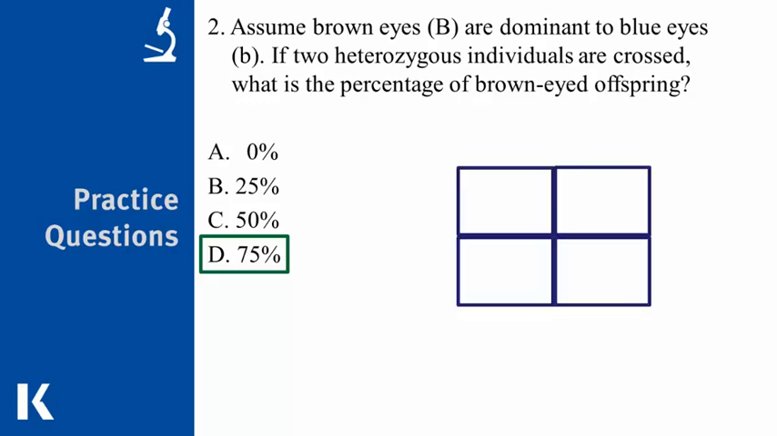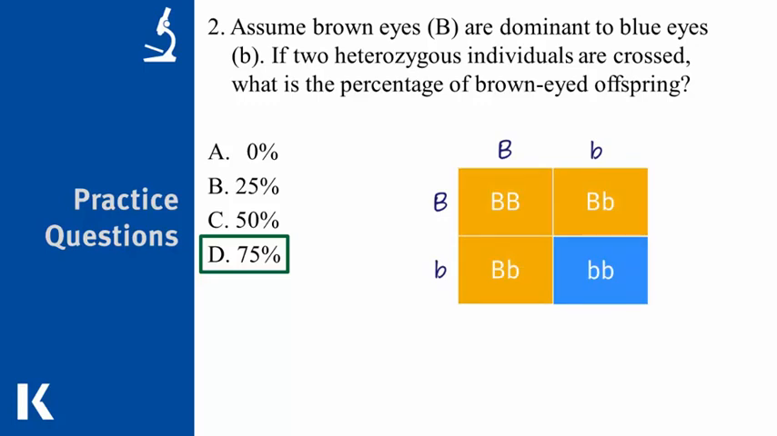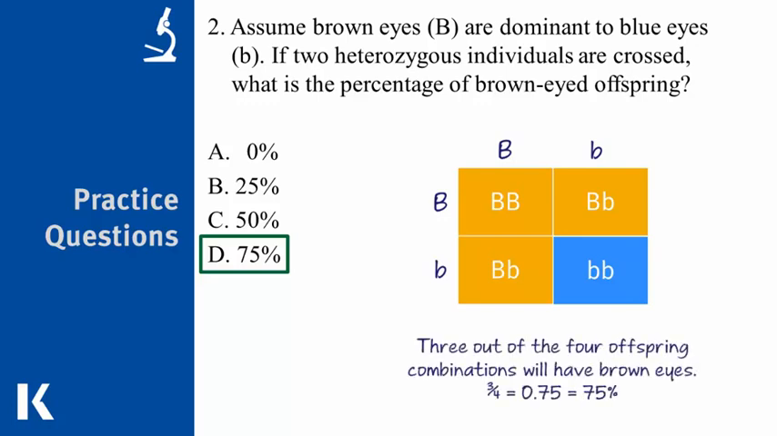We can also use a Punnett square to solve this problem. The parents are heterozygous, so a dominant and recessive allele are put at the top of the columns and at the beginning of the rows. Then we fill in the square. Remember that the dominant trait will be expressed in any genotype that has a dominant allele. And from this square, we can see that 3 of the 4 possible outcomes have a dominant allele, and so 3 of the 4 phenotypes will be brown eyes. Therefore, 75% of the offspring will have brown eyes.